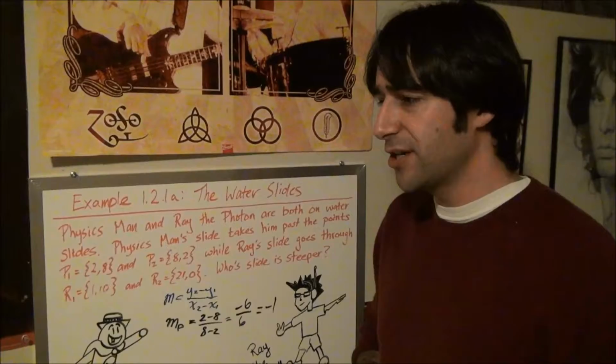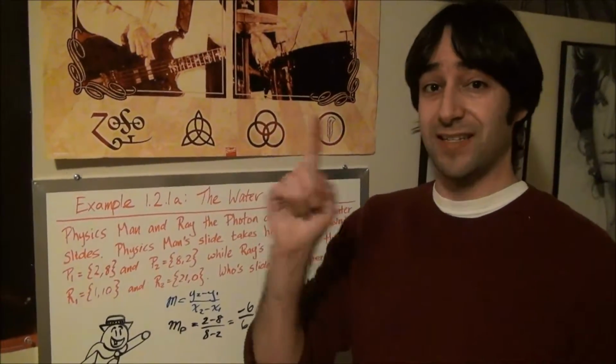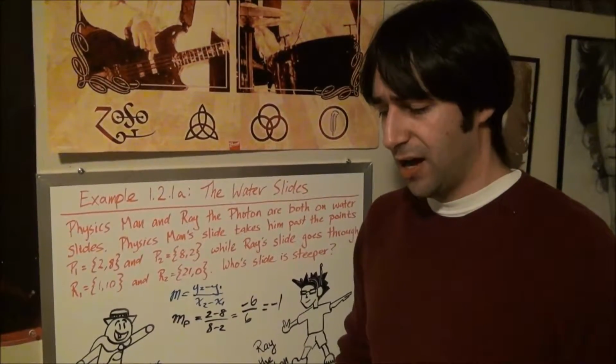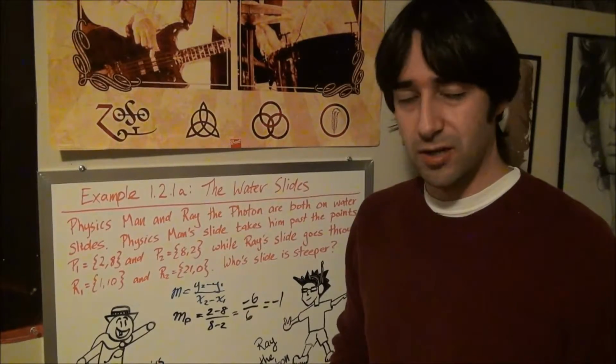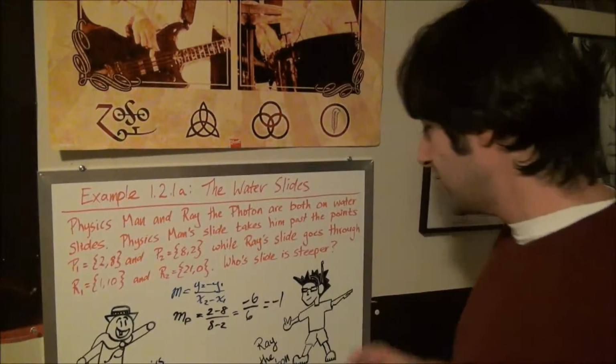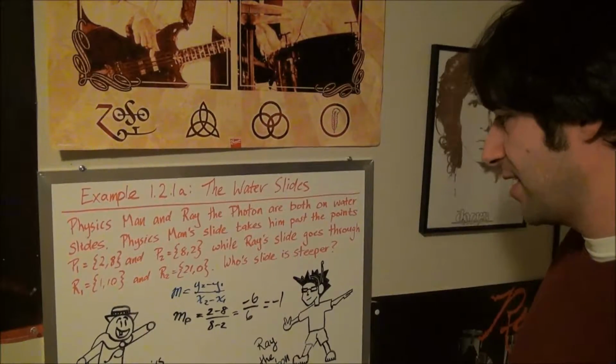This may concern some of our students who have never seen a line with a negative slope before, but I assure you, it makes perfect sense. In fact, it's even a useful feature for a slide to have a negative slope, since you want to go down the slide. Let's do the same calculation for Ray the Photon's slide.